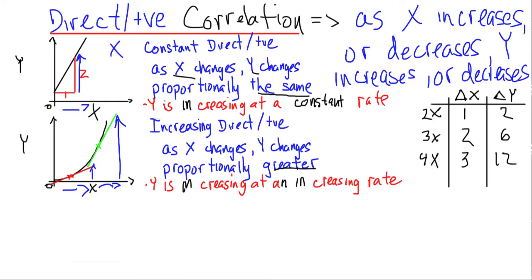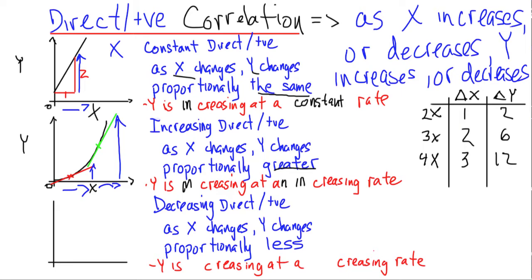So then, you should be able to determine what happens with a decreasing direct correlation. Perhaps first, you can try changing these numbers so as to show that as x changes, y changes proportionally less. Once you've determined some coordinates, then you can try to plot them on the graph. Okay, with decreasing direct correlation, as x increases or decreases, y changes proportionally less.